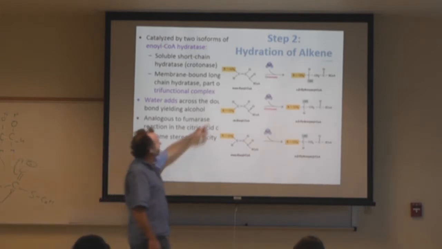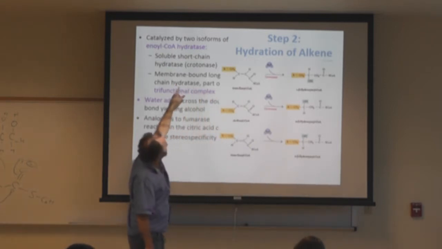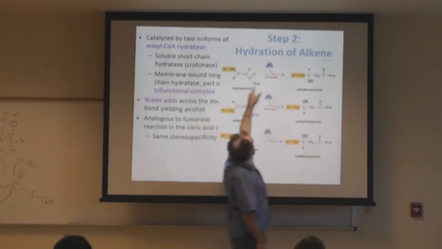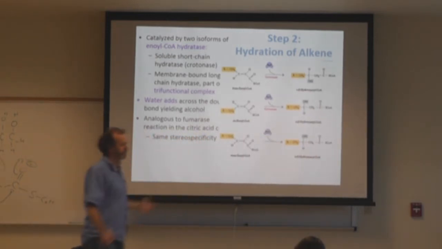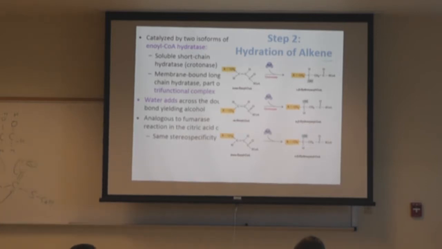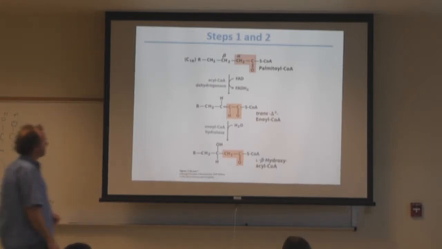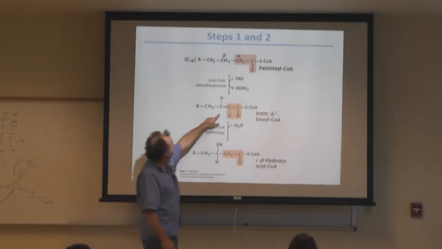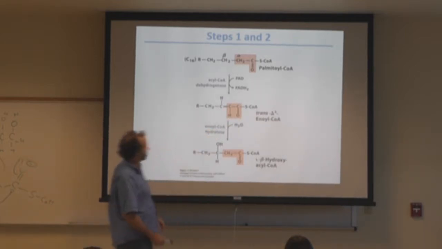So you get the same stereospecificity. So here you have your trans-enoyl-CoA, crotonase, which is soluble short chain. So this would be a short chain. Water just comes in and you form an alcohol across that double bond, right? Very stereospecific too. So these are the first 2 steps. You have your saturated fatty acid. Oxidize this beta carbon. Now you have your ene group, and then water can come in and form the alcohol.